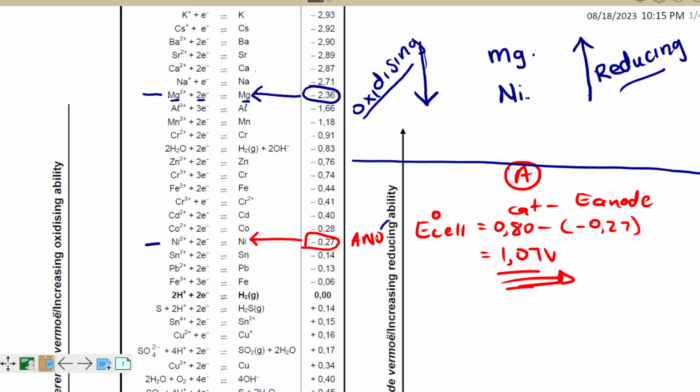So the arrow is saying reducing ability increases when you go up. This means this one is a stronger reducing agent than this one. So we have answered our question: which one is a stronger reducing agent? It is magnesium, because it is above. So let's go back now to that diagram and make the final statement.